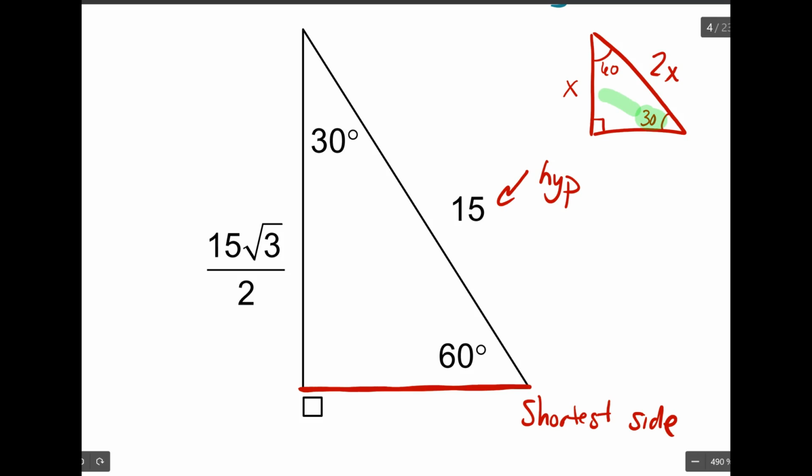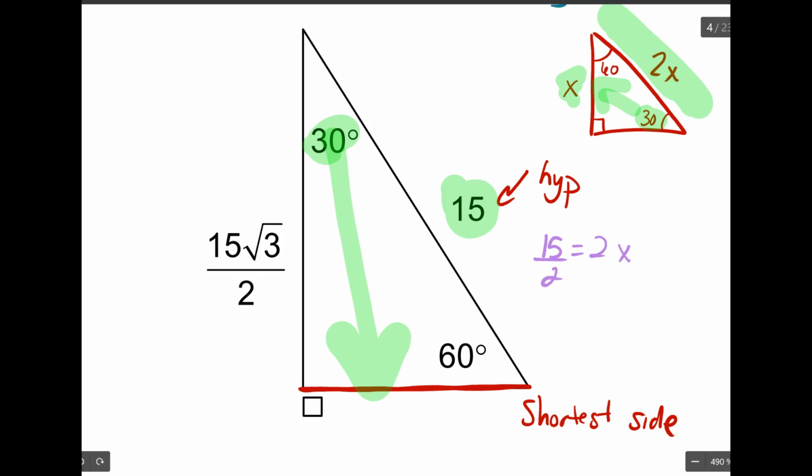So across from 30 degrees is your shortest side. The hypotenuse is 2 times your short side. 15 is 2 times my short side. Since 15 is 2 times my shortest side, to find out what that would be, I divide both by 2. So 15 over 2 is my shortest side.